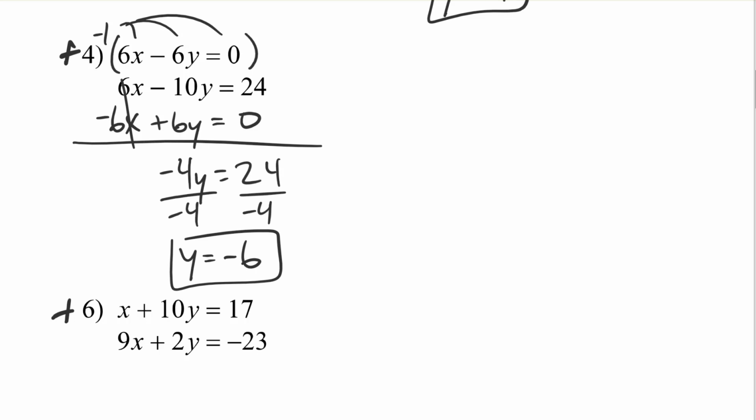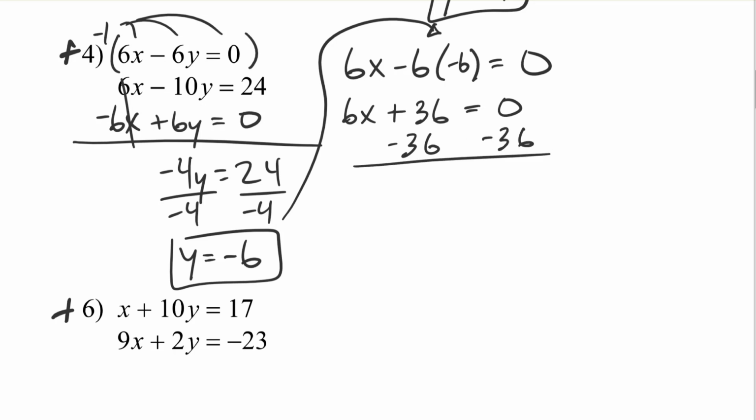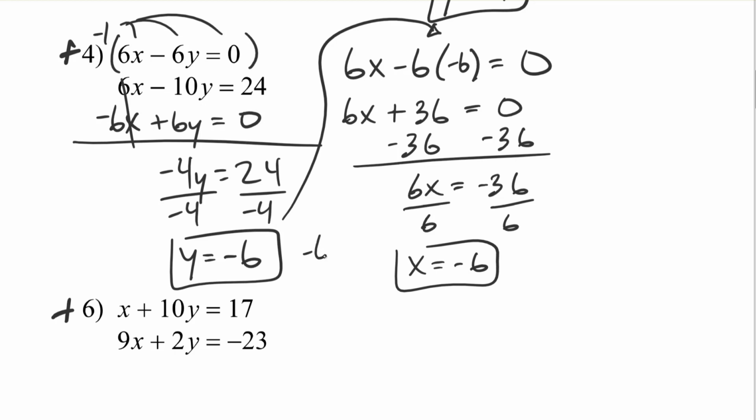So we can plug it into either equation. I'll pick the top one. 6x minus 6 times y equals 0, and we're substituting in a negative 6 for y. So 6x, and then negative 6 and negative 6 multiply together to make positive 36 equals 0. Subtract 36 from both sides, trying to solve for x. 6x equals negative 36. Divide by 6, and x equals negative 6. So our point is negative 6, negative 6.